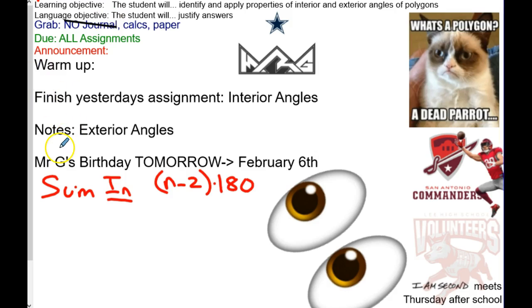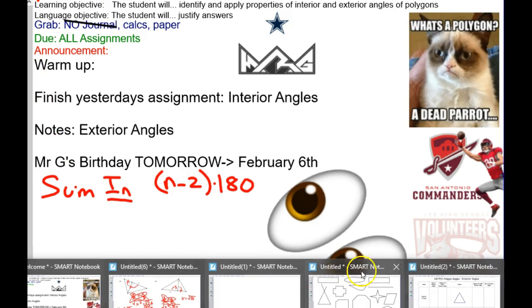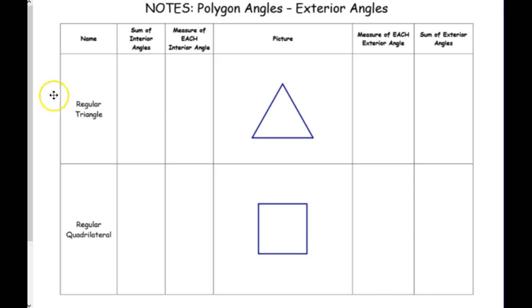The sum of the interior angles is n minus 2 times 180. Right here. The sum of the interior angles is n minus 2 times 180. Remember that from yesterday? Okay, now today we're looking at exterior angles over here.